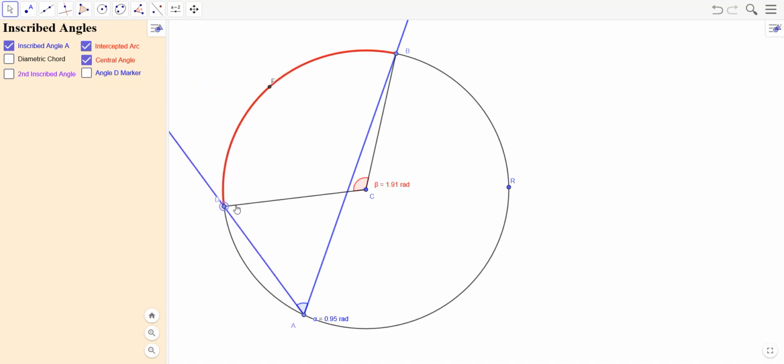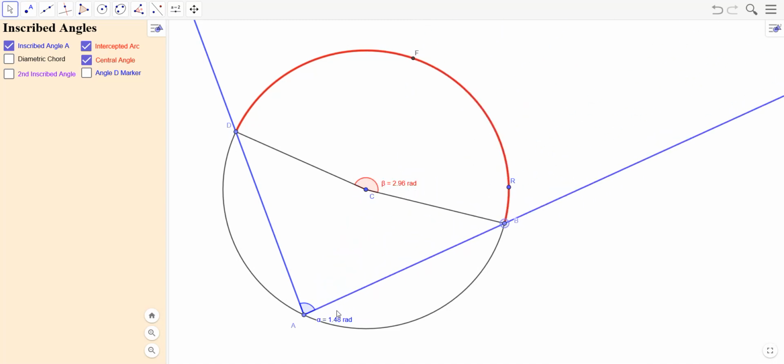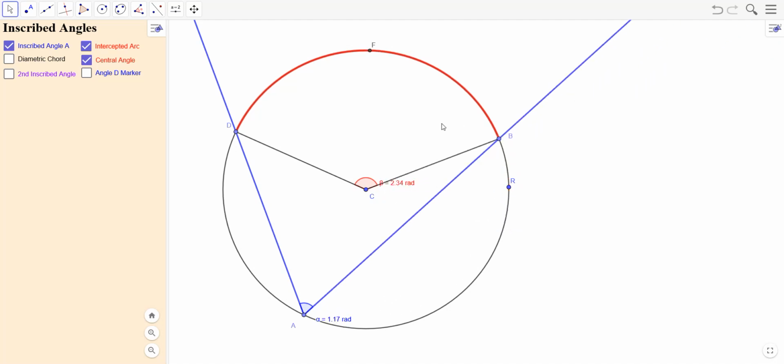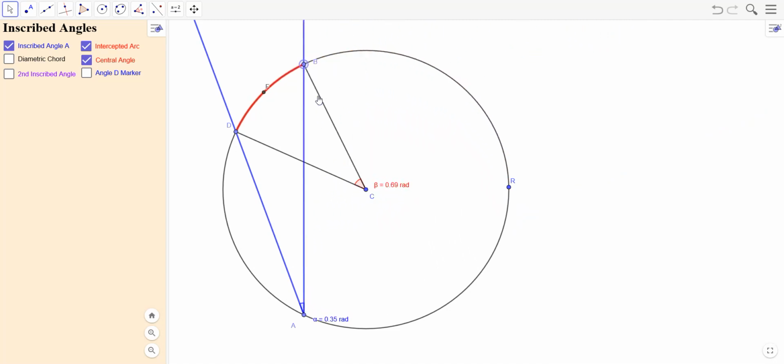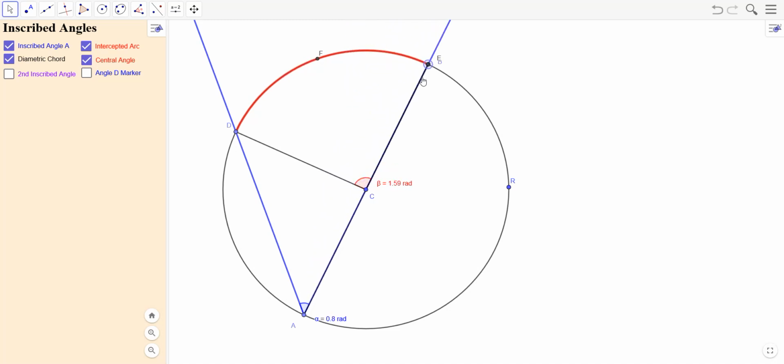So if you try some different ones, we can see what happens. 1.48, double it, that's 2.96. Yep, that does work out. So it looks like the measure of the inscribed angle is 1/2 the measure of that intercepted arc. Now let's actually prove that. We're going to break this down into cases. The easiest case is if one of the sides of our inscribed angle goes through the center of the circle. So let's see if we can make that happen here in the picture.